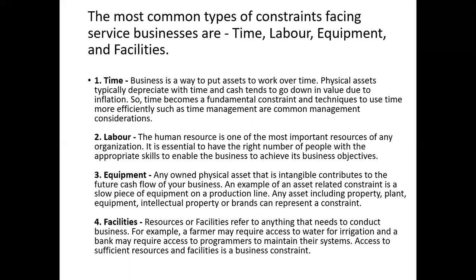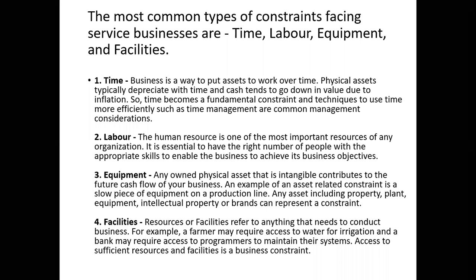If you look at an example, asset-related constraint is a slow piece of equipment on a production line. Any asset, including property, plant, equipment, intellectual property, or brands can represent a constraint sometimes. So if they are underutilized, then again that will become a constraint.